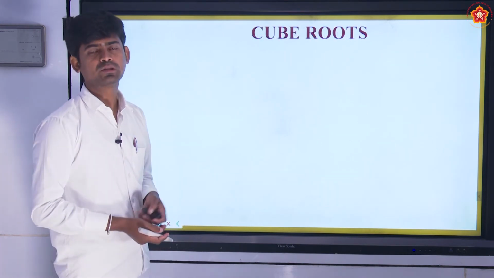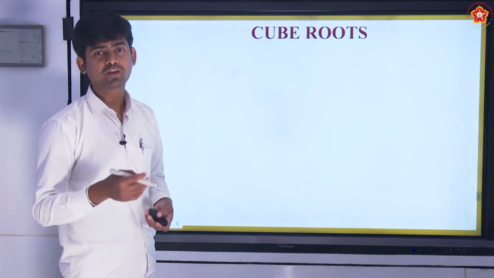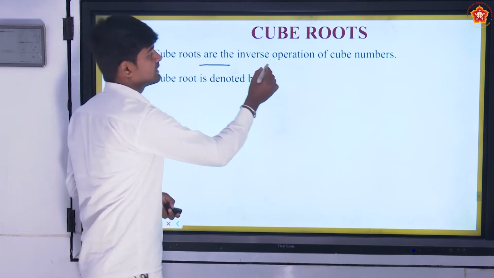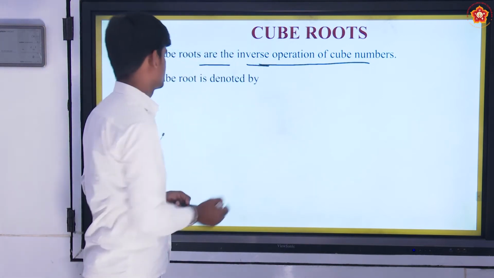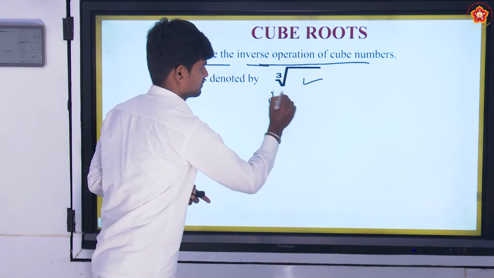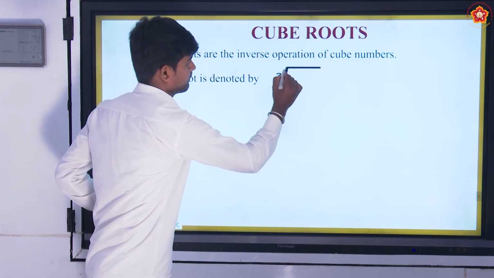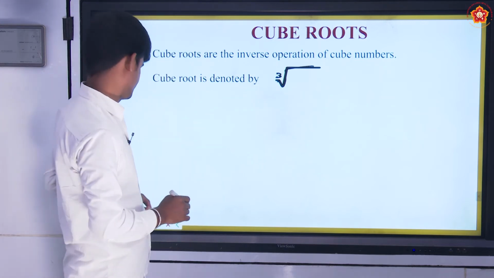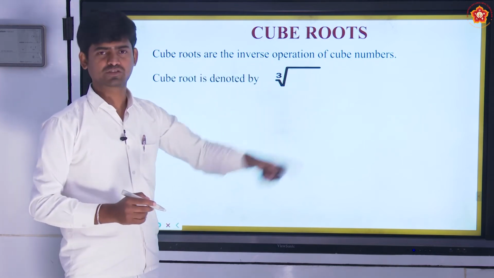Next we move on to cube roots. What do you mean by cube root? We already know what a cube is. Now we move on to cube roots. Cube root is the inverse operation of cubing a number. It is denoted by this symbol, the root with a 3. Cube root is the inverse operation of a cube number.